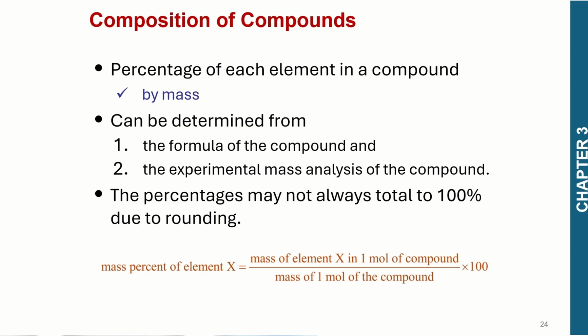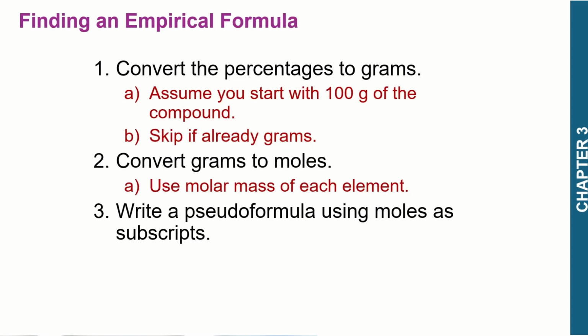So the mass percent composition, this is the way that you're going to do it. The percentage may not always total 100% due to rounding, so it depends how you round. This is why I always round at the end. When you have a percentage and want to find the empirical formula, you're going to assume you start with 100 grams of the compound.